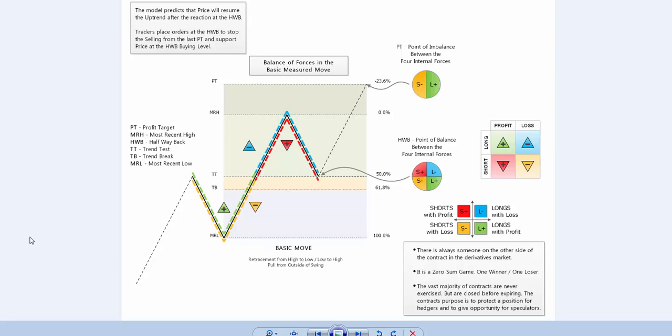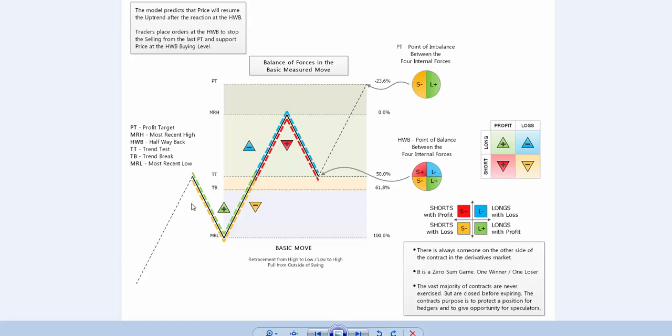There's always someone on the other side of the contract in the derivatives market. It's a zero-sum game. There's one winner, there's one loser. The vast majority of contracts are never exercised, but are closed before expiring. The contract's purpose is to protect a position for the hedgers and to give opportunity for speculators.